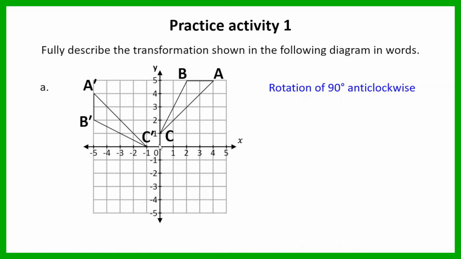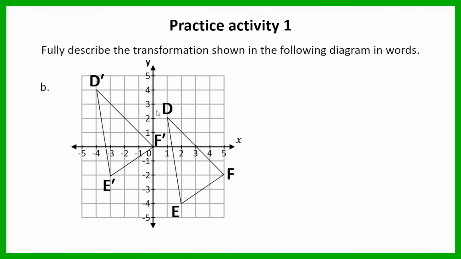Then you also have to say what the center of the rotation is. So it's about the origin. So that is what you should have got for this example. The next example is this one over here. You've got triangle DEF. And here you've got the image of DEF after it has been transformed. You need to describe this transformation fully in words. I'm going to give you 30 seconds for this one as well.